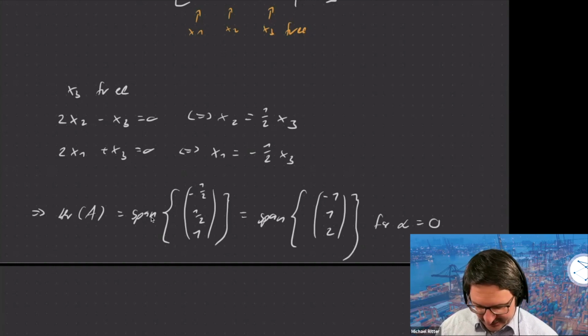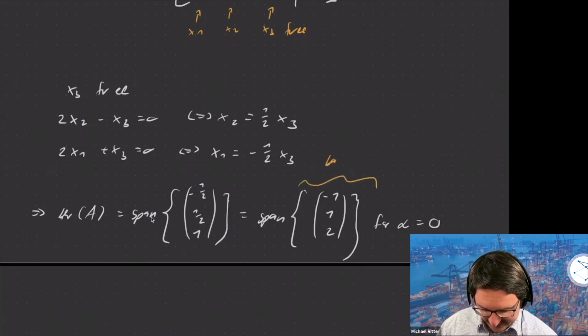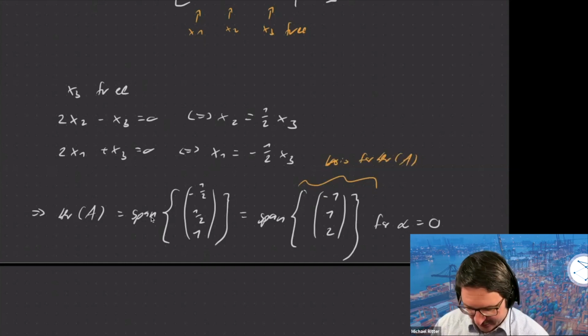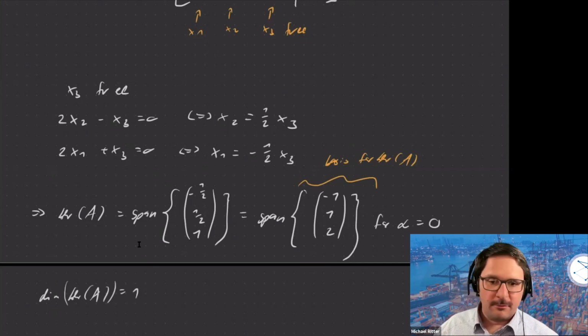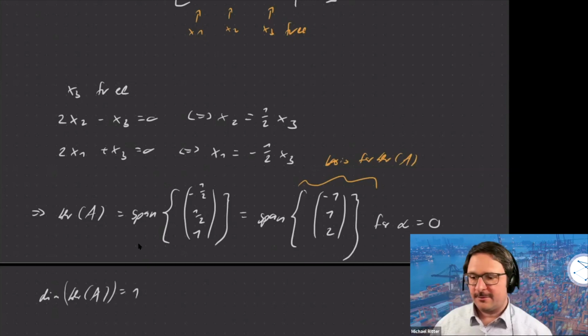So this set here, that will be a basis for the kernel of A. And then, of course, the dimension of that kernel is 1. Okay, that completes that problem. Any questions on that one?